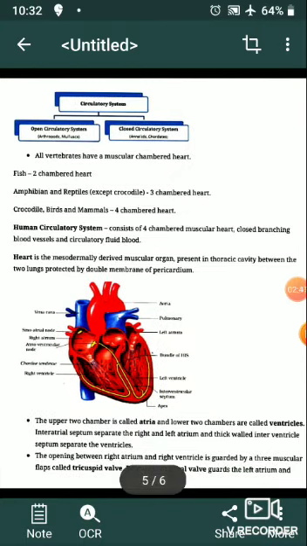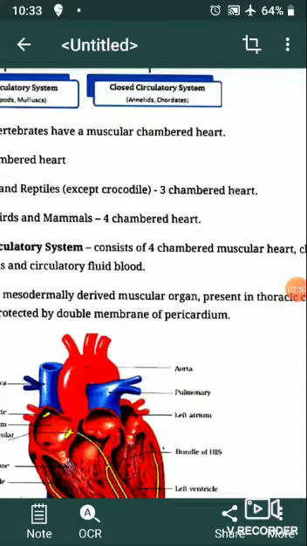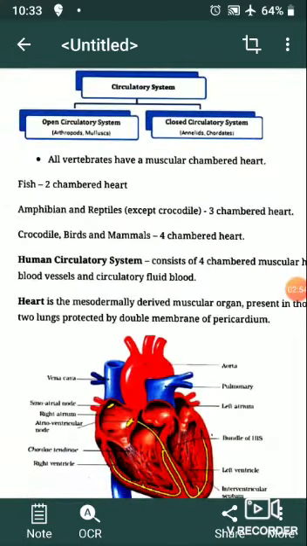Next, circulatory system. There are two types of circulatory system: open circulatory system and closed circulatory system. Closed circulatory system is found in annelids and chordates, and open circulatory system in arthropods and mollusca. All vertebrates have a muscular chambered heart. Fish have a two-chambered heart. Amphibians and reptiles except crocodile have a three-chambered heart. Crocodile, birds and mammals have a four-chambered heart.